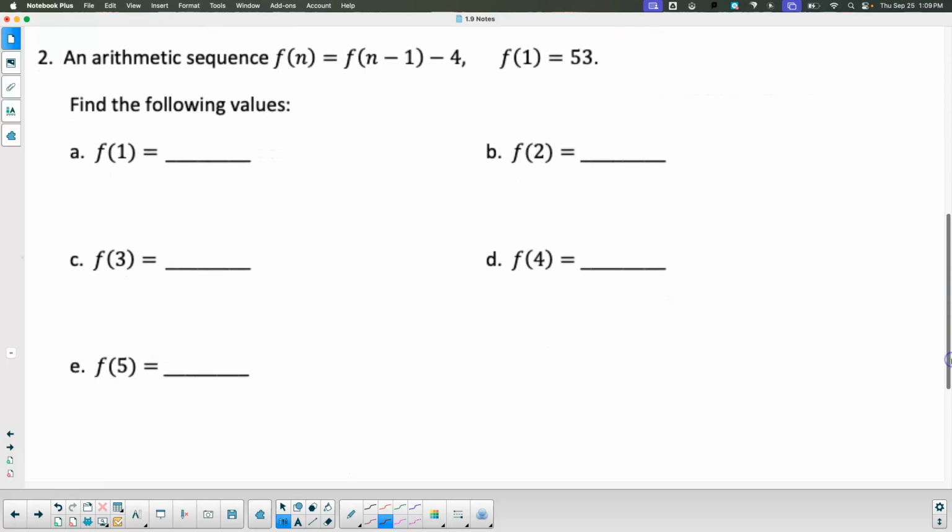Second one, our first term is 53. What are we doing to get the next term? We're subtracting 4. Yep, exactly. Right here it says that we are subtracting 4 to get the next term. So the next term would be 49. The third term would be 45. The fourth term would be 41. And the fifth term would be 37. Good so far.